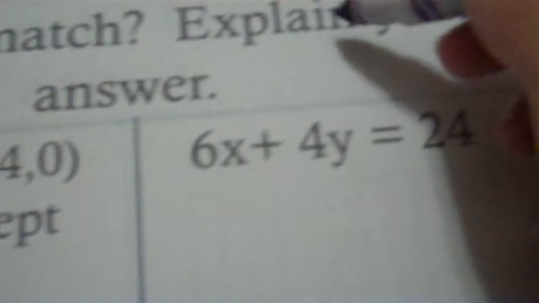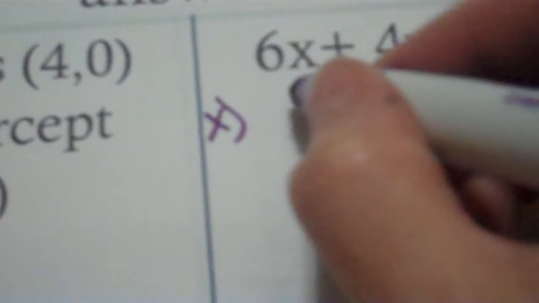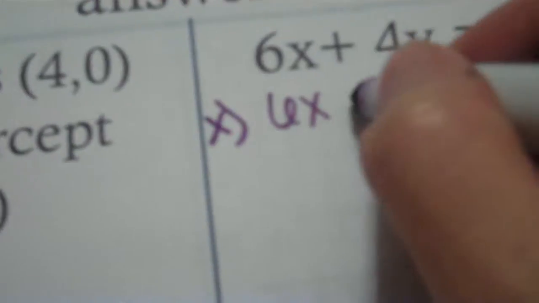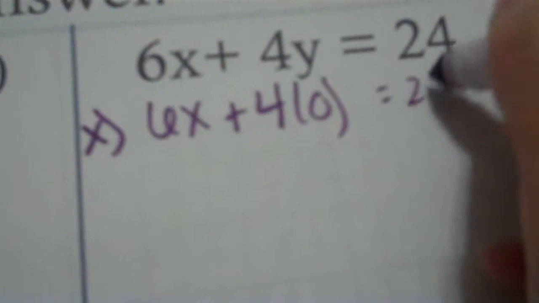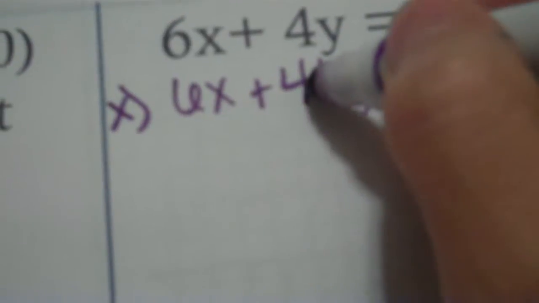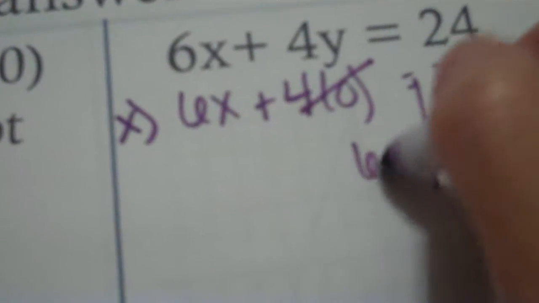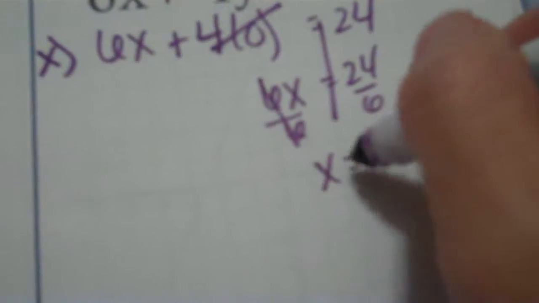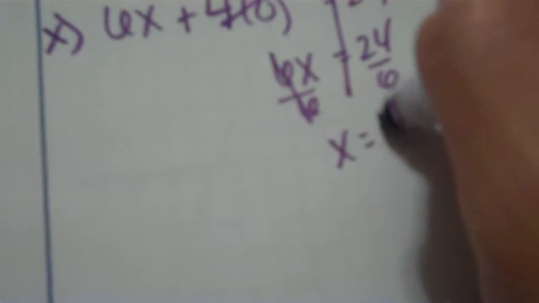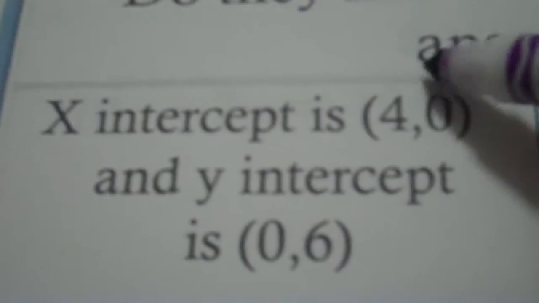So let's figure out. Remember, the x-intercept is when y is 0. So I'm going to rewrite this equation, but instead of writing y, I'm going to put 0. Remember, this goes away. I'm left with 6x equals 24. And then I divide by 6. The x-intercept is 24 divided by 6, which is 4. And did it say the x-intercept is 4? Yeah, so that was true.